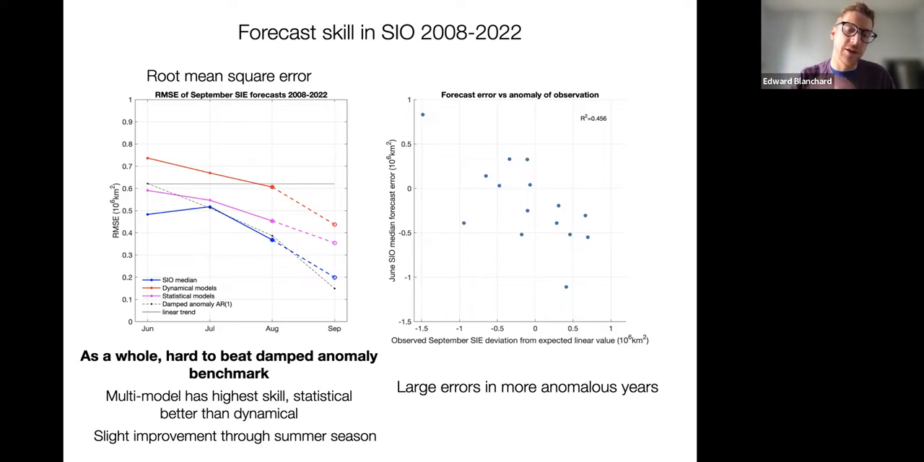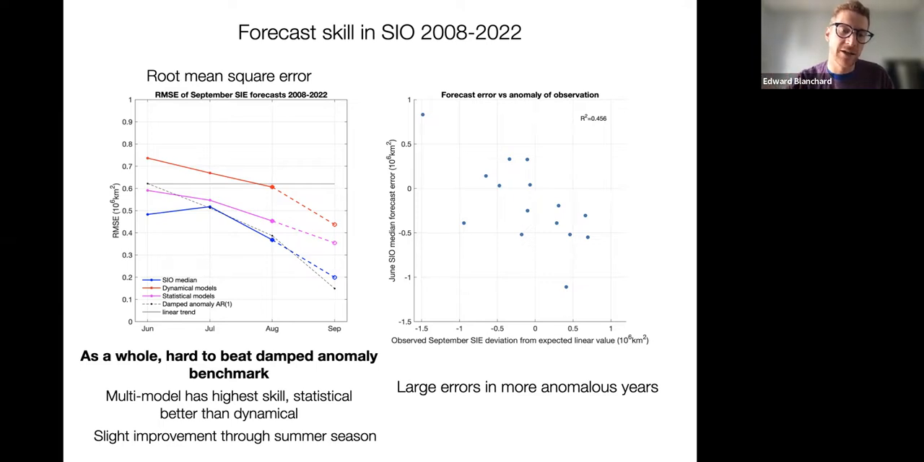But okay, so the different colors are the dynamical in red, the statistical in magenta, and then the blue is the skill of just the median of all the Sea Ice Outlook forecasts. So that previous figure I showed would be equivalent to the July root mean square error. And when we think about forecast skill metrics, it's very important to have a benchmark forecast, something that you compare to. We normally use either climatology or maybe a linear trend forecast and a damped persistence or persistence benchmark. And so these are the two benchmarks I use.